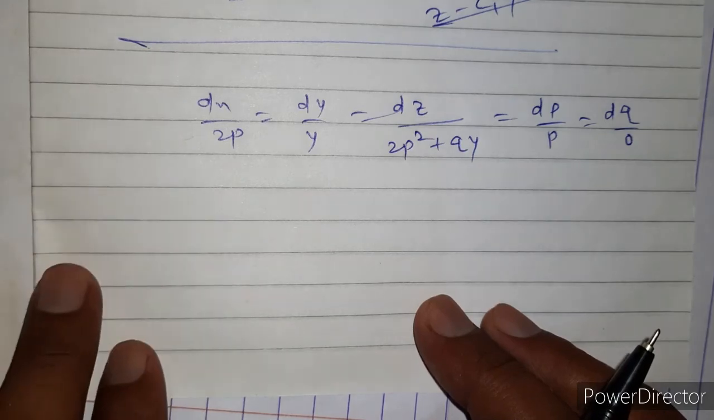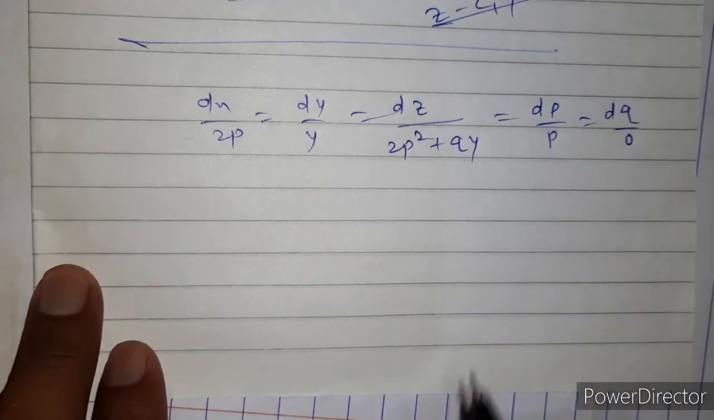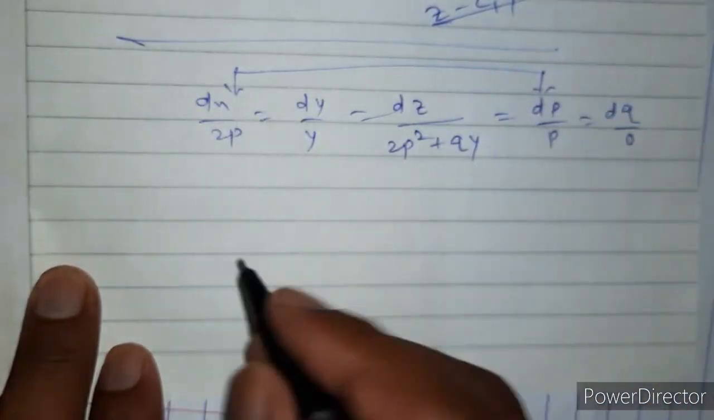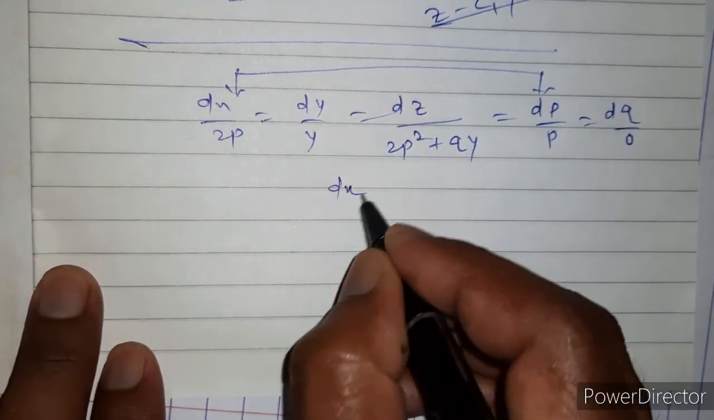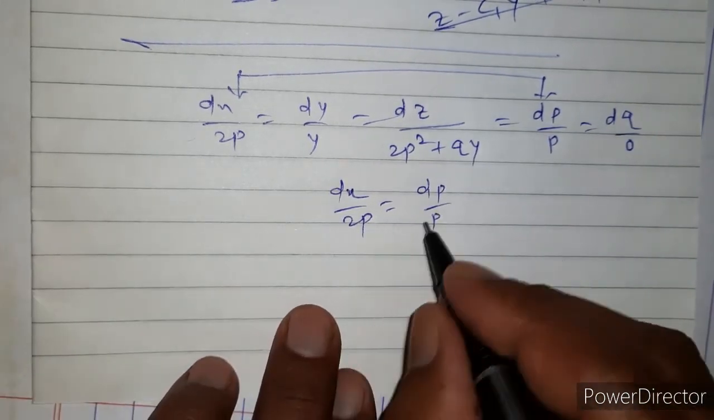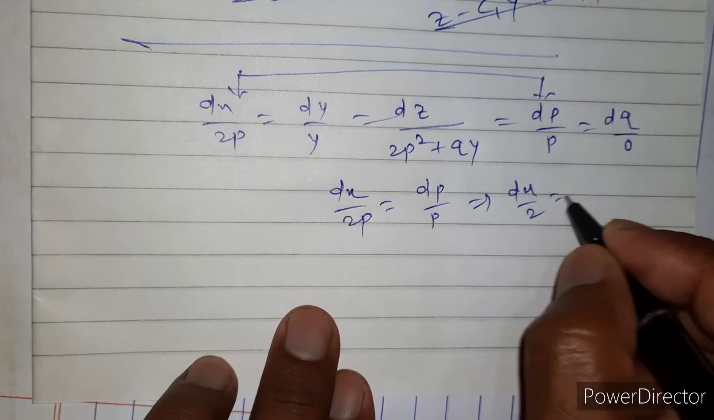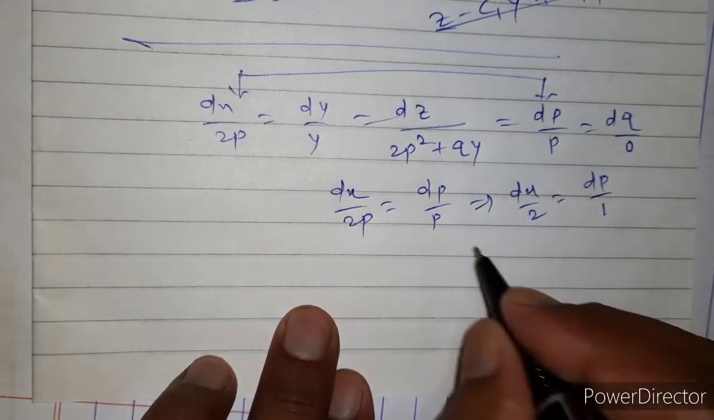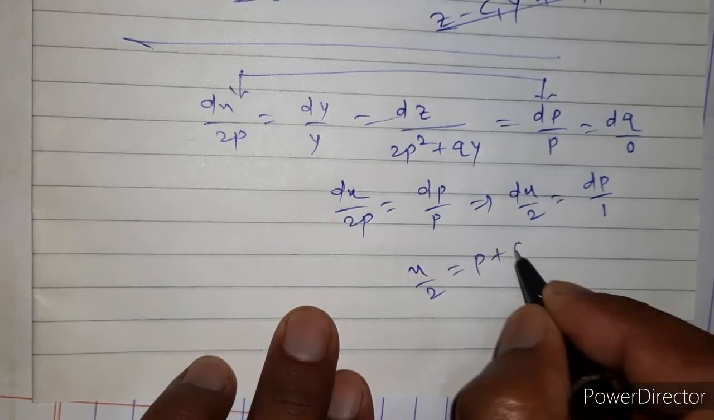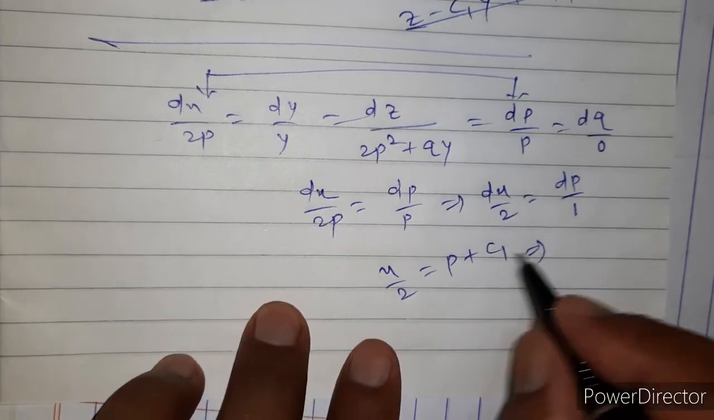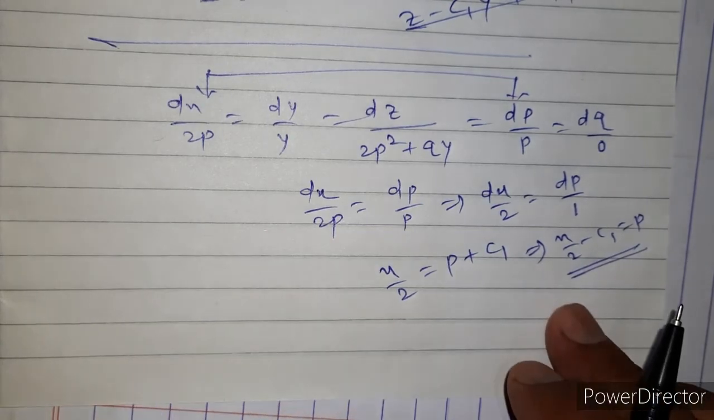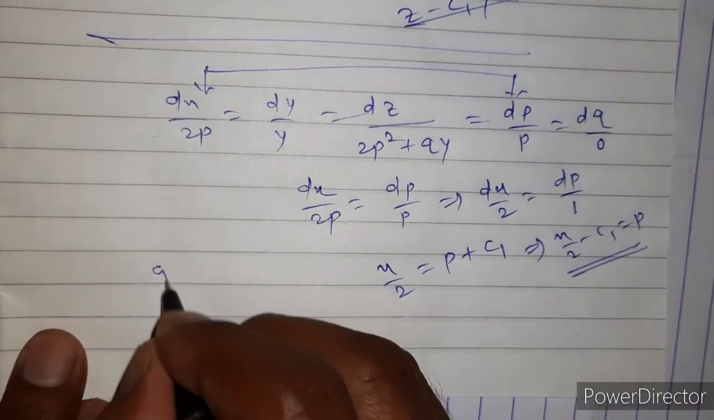Now to get the value of p, either use the given equation or simply, if it is possible here, equate the two groups. See here, I can equate these two groups. So I get dx/2p = dp/p, right? So p and p get cancelled. What I get? dx/2 = dp/1. Integrate. What I get? x/2 = p + c1. That is x/2 − c1 = p. So I get the value of p. And I know the value of q. What is the value of q? q = c1.